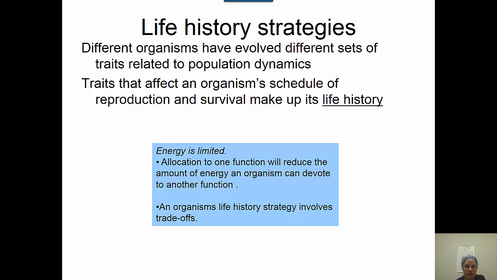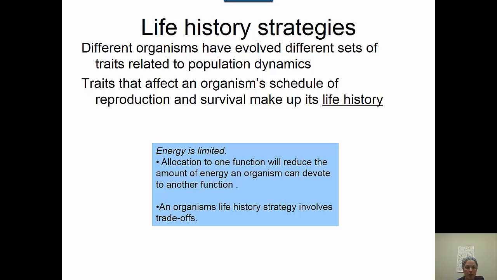Life history strategies include traits that affect an organism's schedule of reproduction and their survival. So, for example, some plants reproduce really quickly, whereas others may take decades to reproduce. Some of them produce offspring that have really high survival rates. Some of them produce many offspring that have really low survival rates. All of these traits taken together would be referred to as the organism's life history strategy.